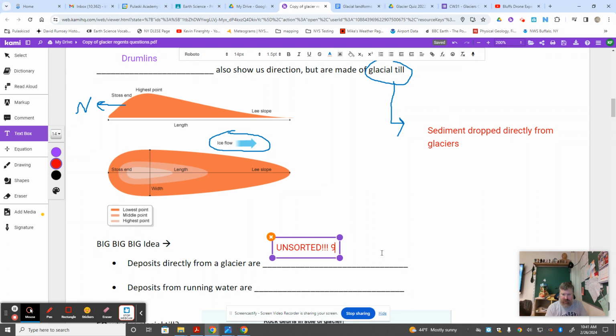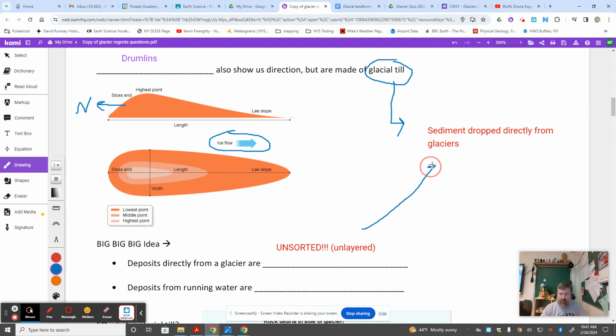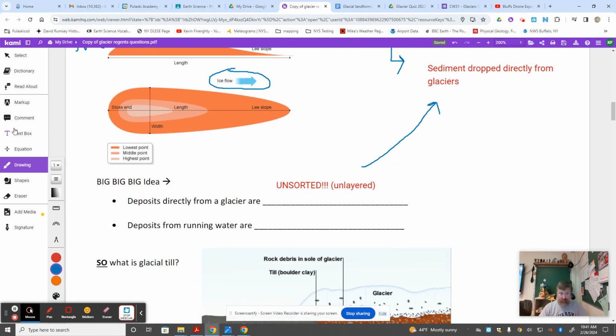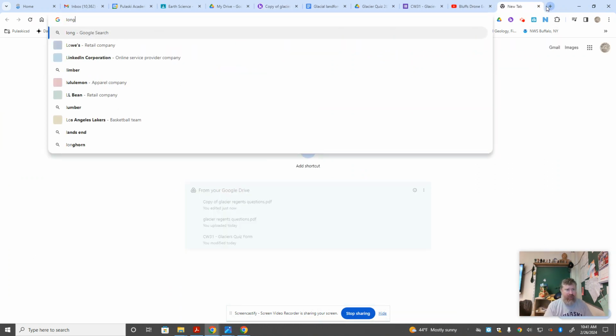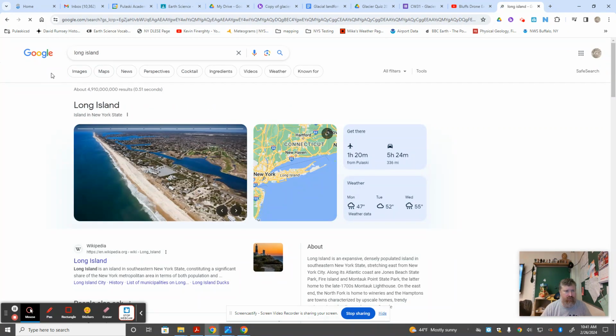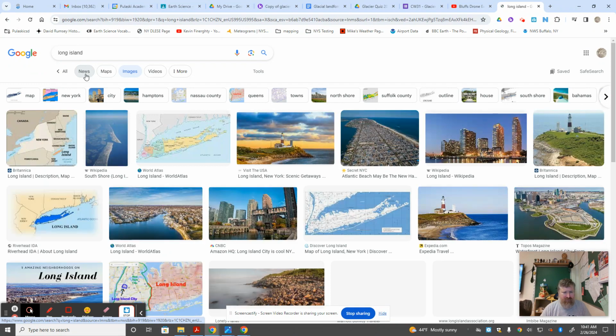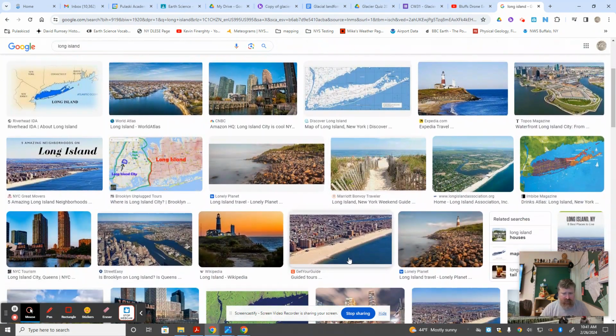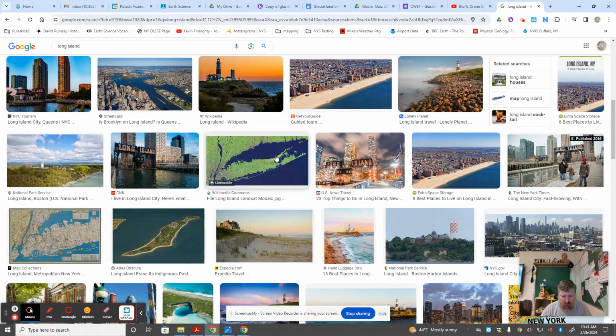Now, sometimes you'll also see unlayered, because running water leaves stuff, then leaves more stuff, then leaves stuff, tends to leave layers. But the bigger thing is the sorting or organization. Right, so glacial till is the stuff dropped directly from glaciers, and it is unsorted. Anything from running water. So this is where Long Island is cool, which, let's just grab a random map. Long Island has two big moraines up here. So there's two hills running all the way along the length of it.